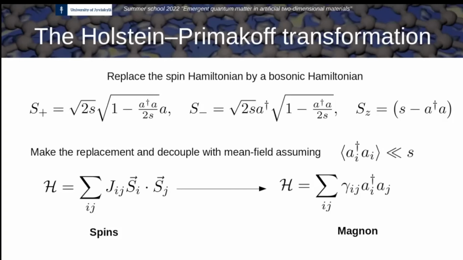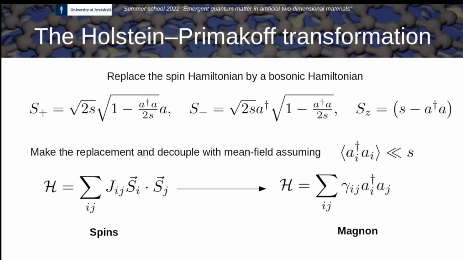Now what we are going to do is go from a Hamiltonian written for spins to a Hamiltonian written for bosons, and in particular for magnons. And the only trick here is to do this type of transformation. And of course, this looks a little bit intimidating, but let me walk you through it.